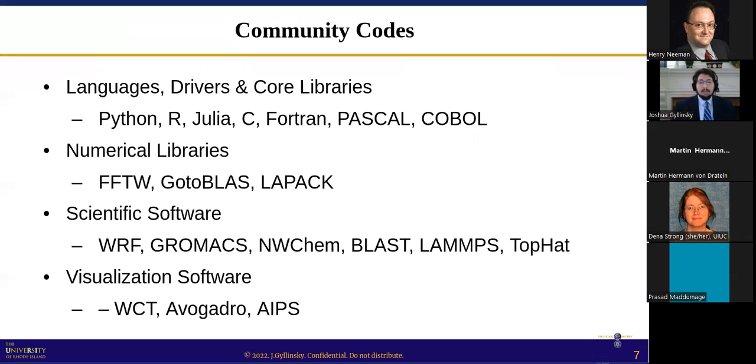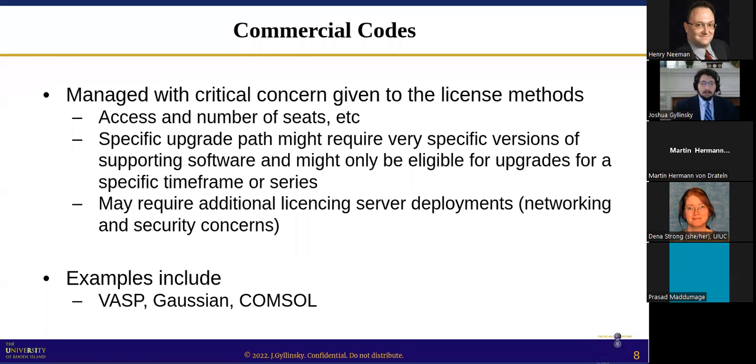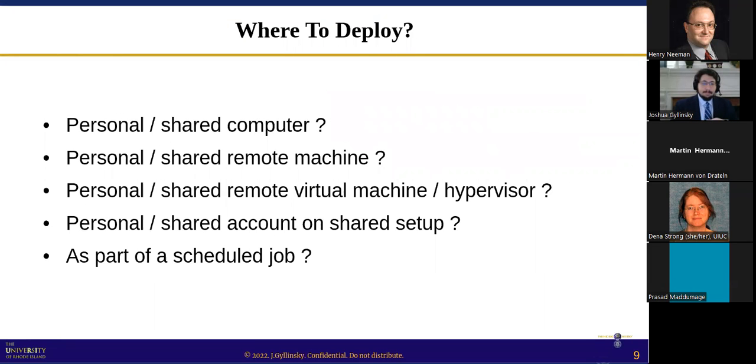These are just some of the ones that have previously been mentioned in other earlier versions of this. For management of commercial codes, it's important to be aware of the specific number of active seats when you're deploying it, and you need to be in a situation where you can maintain and monitor those licensing requirements. Ones that have these types of requirements might include Gaussian or COMSOL, for example.